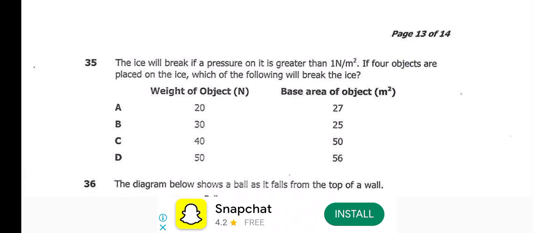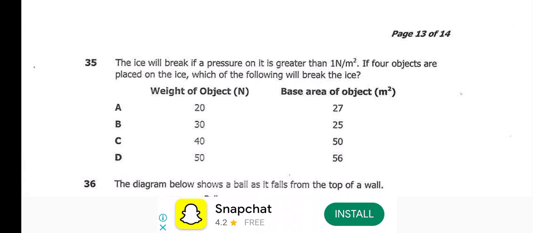Question 35. The ice breaks if the pressure on it is greater than 1 Newton per meter squared. We are talking of pressure. Suppose we have got a piece of ice block. What kind of pressure can cause that break? If the objects are placed on the ice, which of the following will break? So object 1. We all know the formula of pressure. Pressure is equal to force over area.